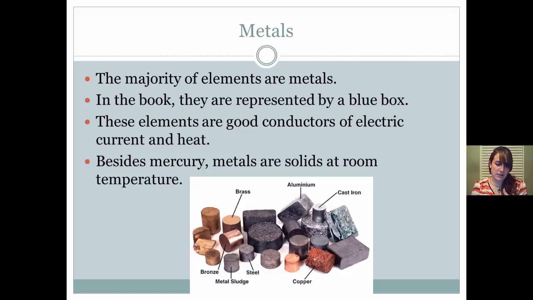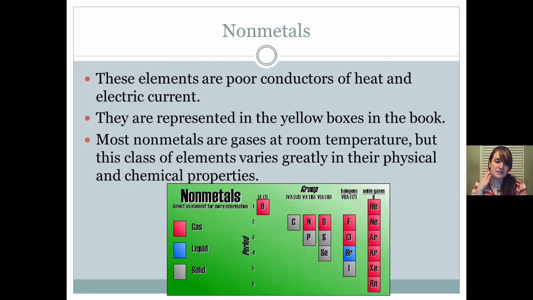Most metals are solids at room temperature. The only one that is not is mercury, which is a liquid at room temperature, which is why we use it in things like thermometers. So those are some characteristics of metals. Next we have nonmetals. These elements are basically the opposite of metals. They're poor conductors of heat and electric current, so they don't do that very well at all. They're represented in the blue and the yellow boxes in the book, and also probably on your personalized periodic table.